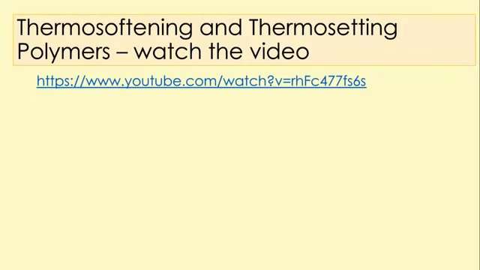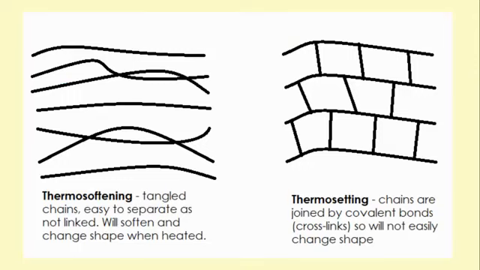There's a good video on thermosoftening and thermosetting polymers if you watch this video link here. Here's a diagrammatical representation of thermosoftening and thermosetting, so you can see the differences in those diagrams. In thermosoftening, you've got these big long chains which aren't linked together. Even though that's shown as crossing over in the diagram, they're not linked, so those chains can slide over each other. You've got tangled chains, but they're easy to separate because they're not linked together.